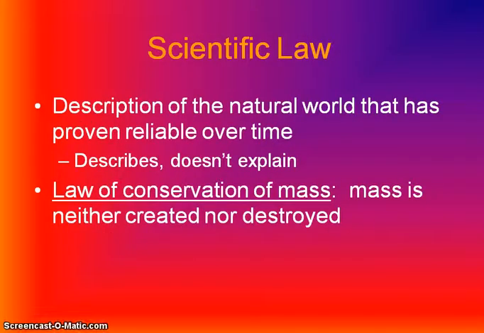A scientific law is going to be a description of the natural world that is proven reliable over time. So, as opposed to the theory, which will explain why something happens, the law is describing what's going on. So, for instance, the law of conservation of mass, we've done an experiment on this. That tells us that mass is neither created nor destroyed. So it's simply describing what's happening. Mass, we're not creating it, and we're not destroying it. Okay? A theory would explain why that would happen.